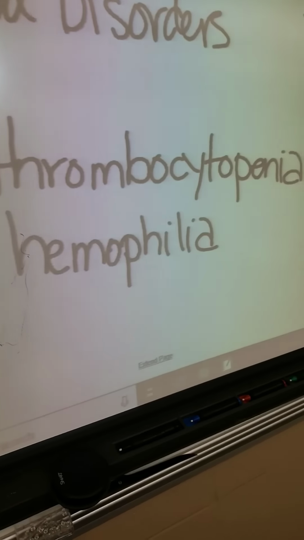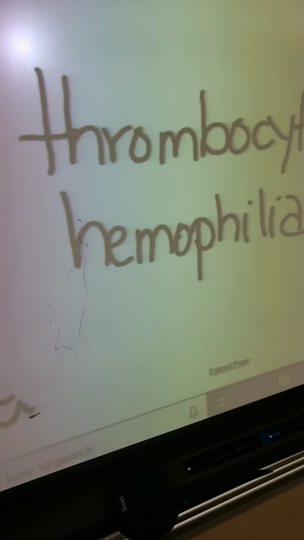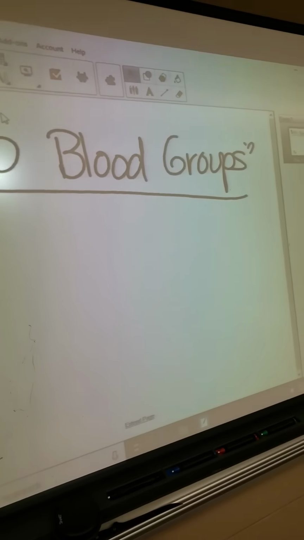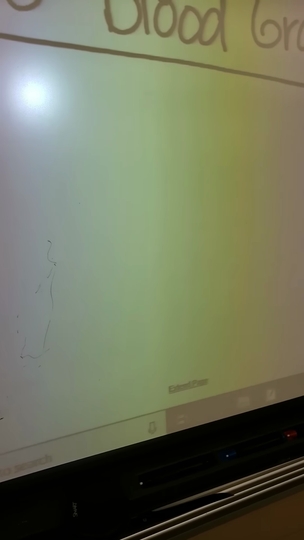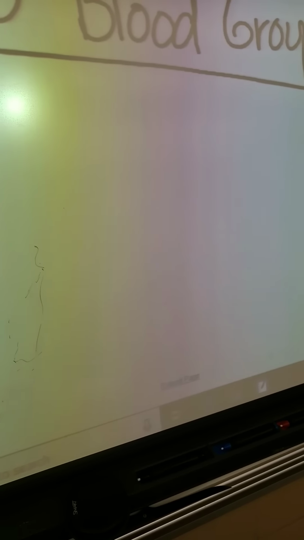Now, let's also look at different types of blood groups. Blood groups are known as ABO blood groups. All right, and most of you guys have heard of different types of blood groups. So the blood groups were discovered in 1900 and 1901 at the University of Vienna by Karl Landsteiner.